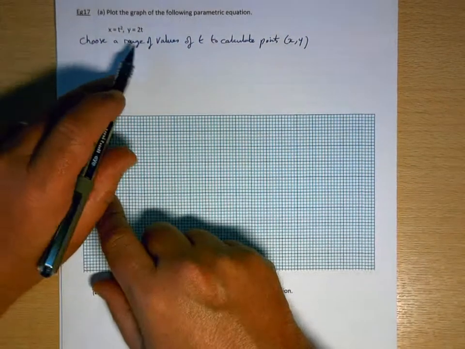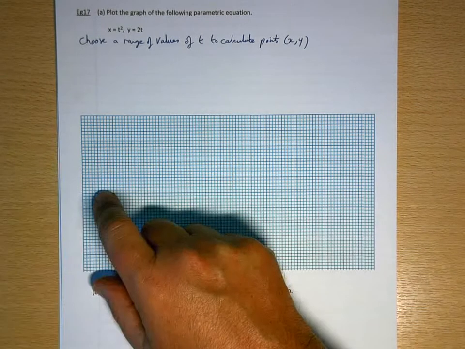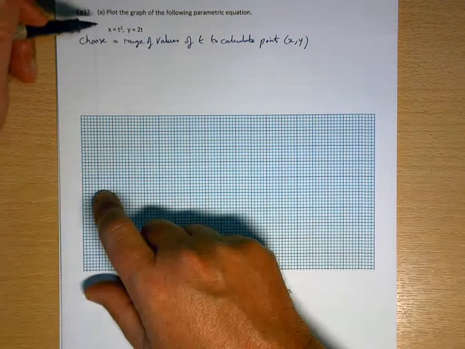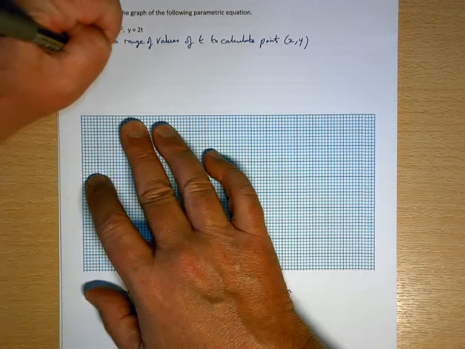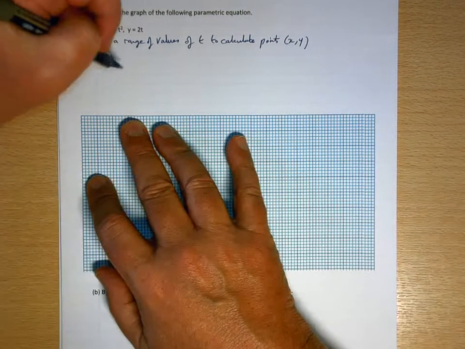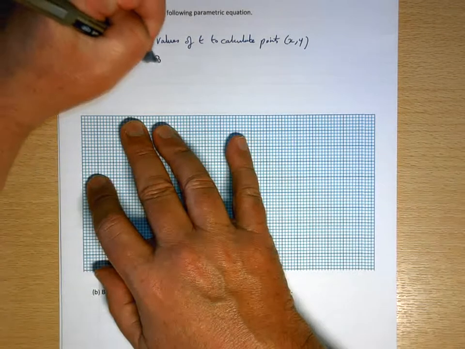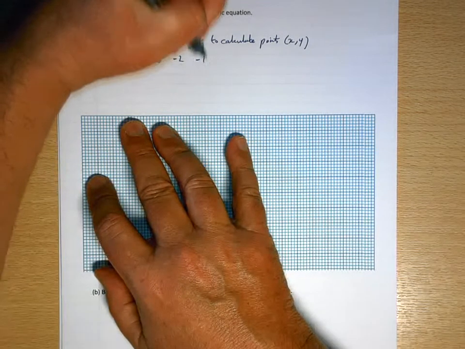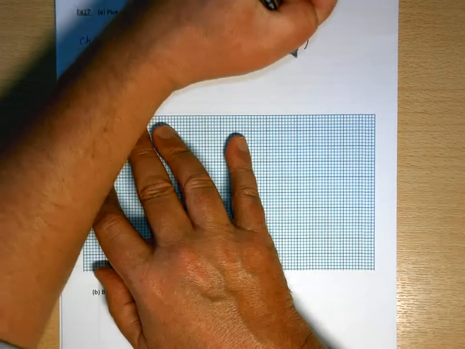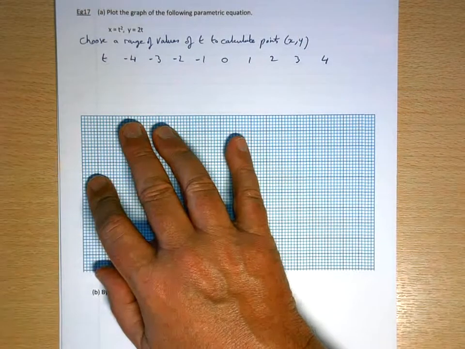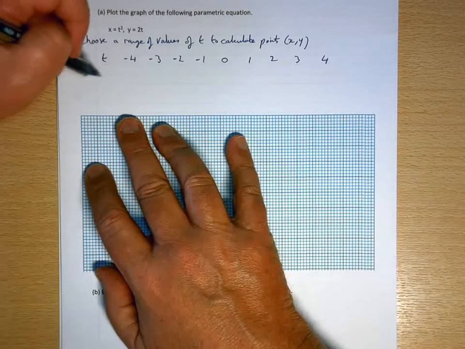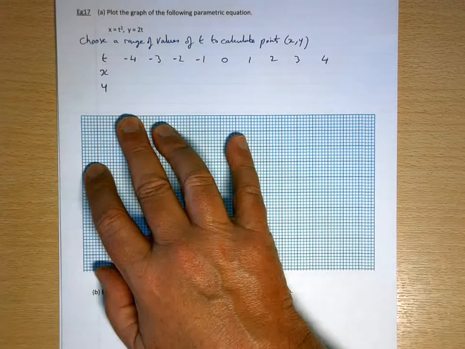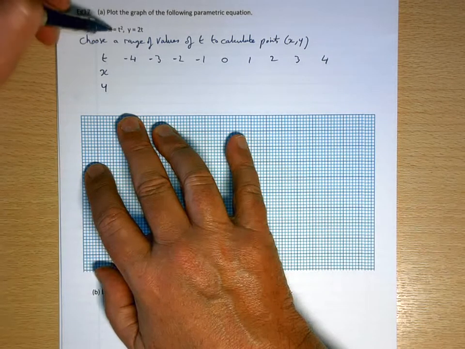Now the range of values of t that you will choose, you will almost certainly be given, okay? Because otherwise you won't really know where to start. So for this particular equation, we're going to take values of t from -4 to 4. Because I know what's coming. So those are the parameter values that we're going to use, and using those we are going to work out the corresponding x and y values.